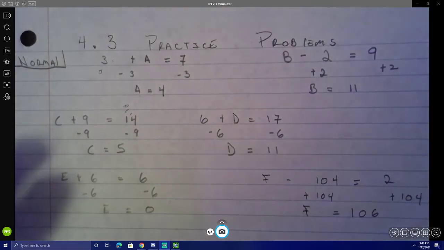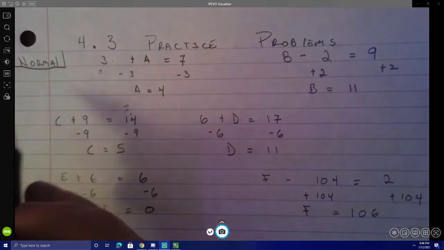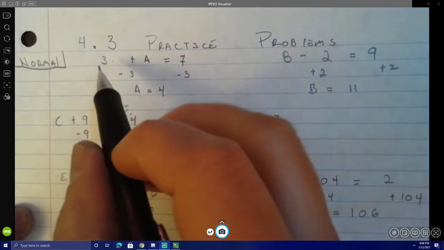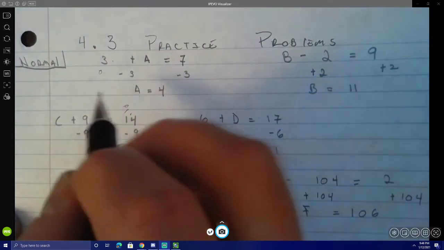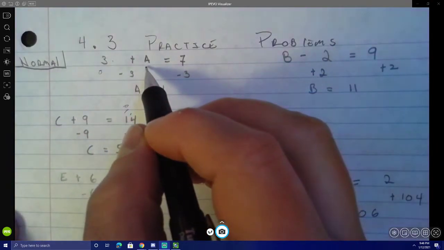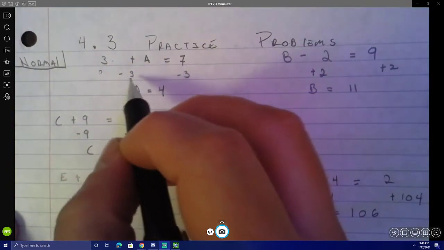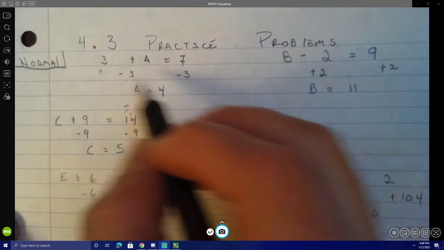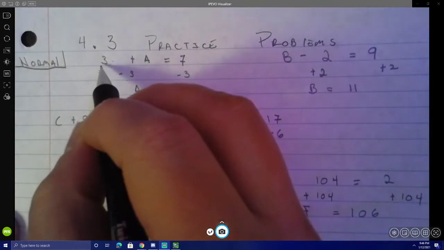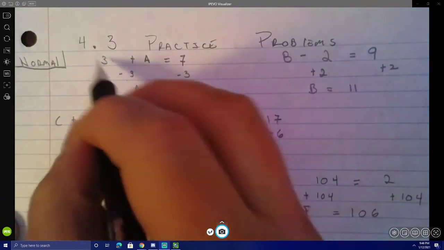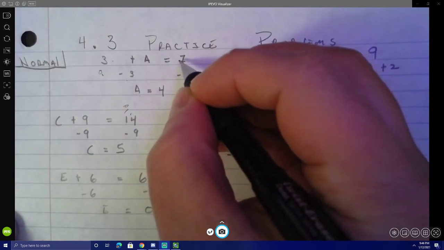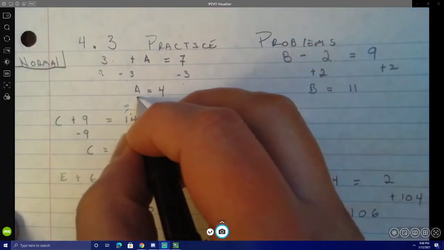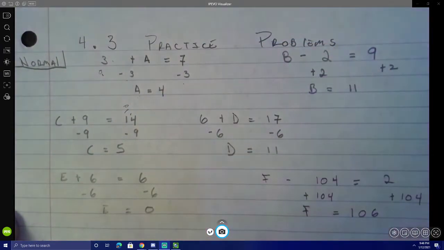For the first, we're going to start off at normal difficulty. The first problem we had is 3 plus a is equal to 7. To isolate the variable a, I need to subtract 3 from both sides, so you can see that I do that here as well. When I take 3 away from the left side, I know that this turns into a 0. And when I take 3 away from 7, I am left with a is equal to 4.